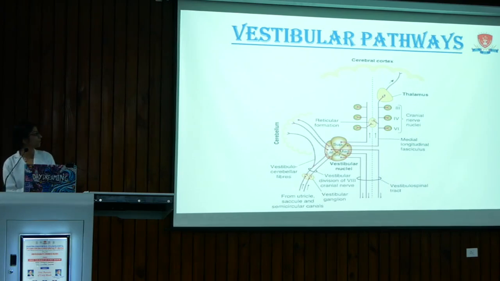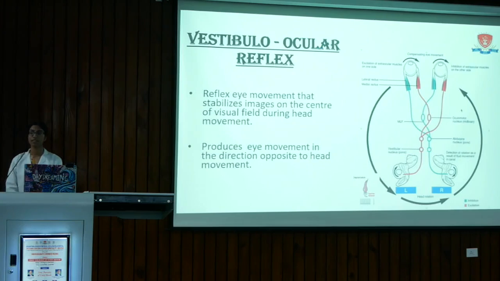Impulses from the superior and the medial subnuclei are taken through the medial longitudinal fasciculus to the oculomotor, trochlear and abducent cranial nerve nuclei, which stimulate the eye muscles. This is known as the vestibulo-ocular reflex. When the head is rotated in the left direction, the eyes move towards the left direction in order to maintain focus at a specific point.